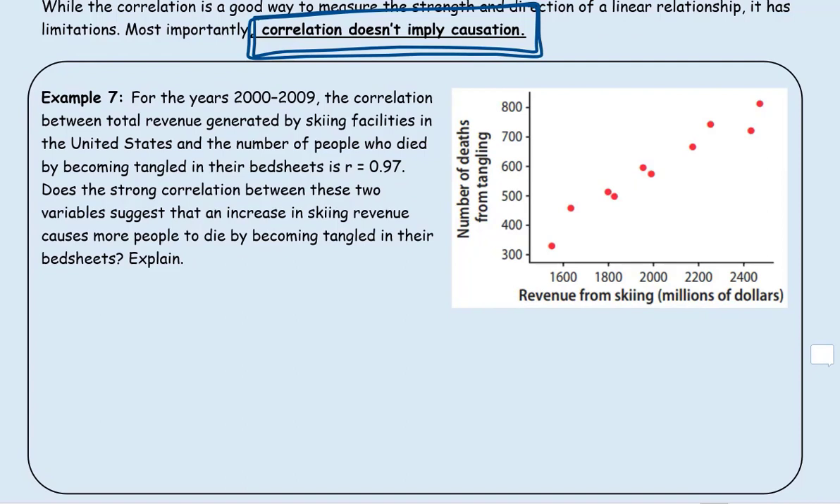So the question is, does the strong correlation between these two variables suggest that an increase in skiing revenue causes more people to die by becoming tangled in their bed sheets? So again, does selling more skiing stuff cause people to die by being tangled in their bed sheets? Now that's just a silly, silly question. But because there's a strong correlation, a lot of people would think so, because 0.97 is incredibly strong. But knowing from logic, we would probably say probably not.